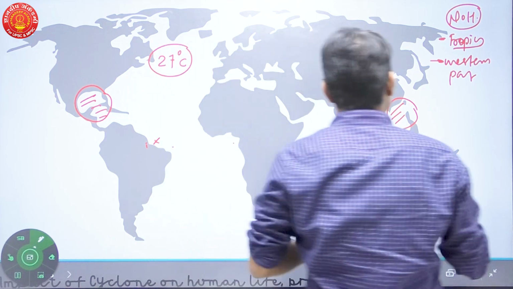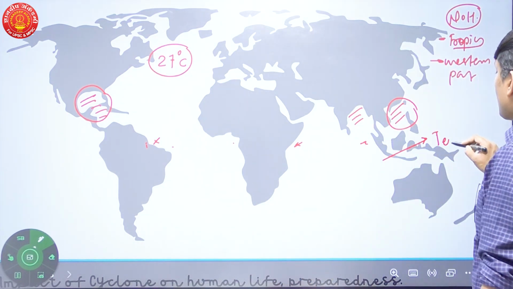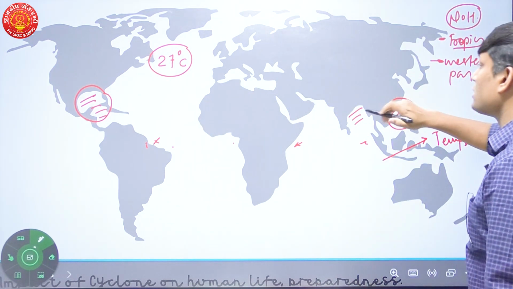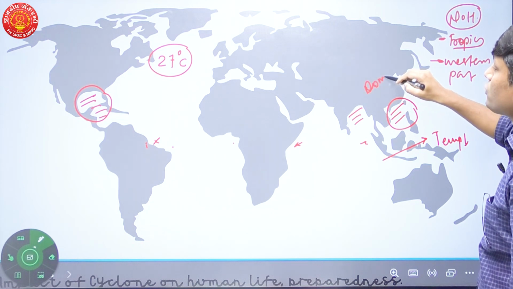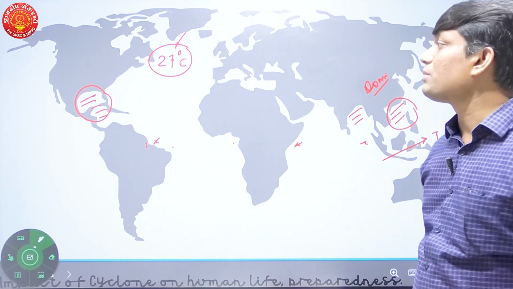So in the southern hemisphere, because of absence of land, temperatures are on a lower side. We have most of the formations in the northern hemisphere because there is a dominance of land. So this is my one argument for 27 degrees Celsius or higher temperature.